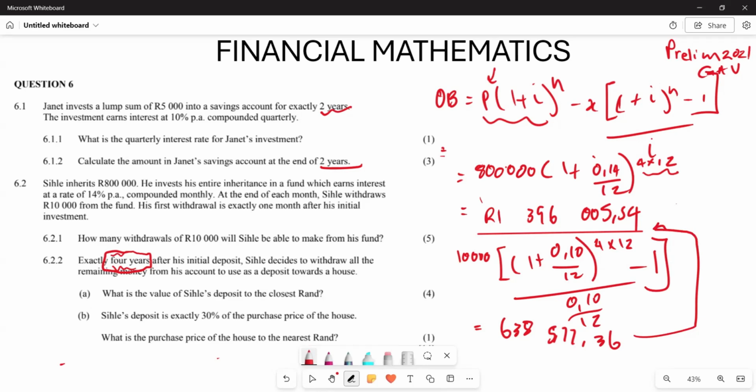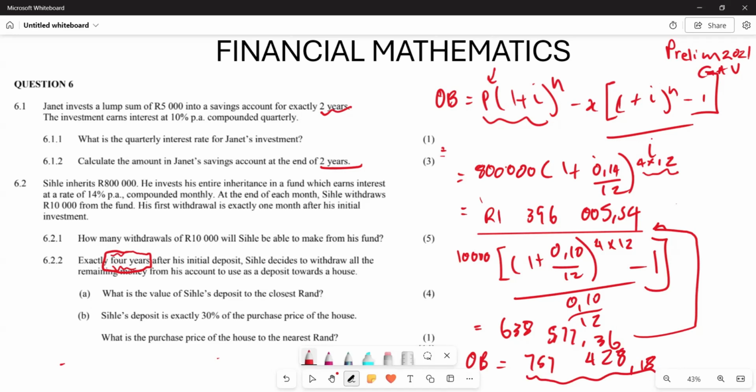So when you subtract these two, the outstanding balance that you're going to have here is 757,428.18, right? So this is the money that will remain in the bank. So this is actually the deposit that Sihle will make. But now they said in rand, so this is going to be only 757,428. There is no 18 cents. So basically that is going to be the outstanding balance that you are required to calculate for this particular question. Now let's look at our B.